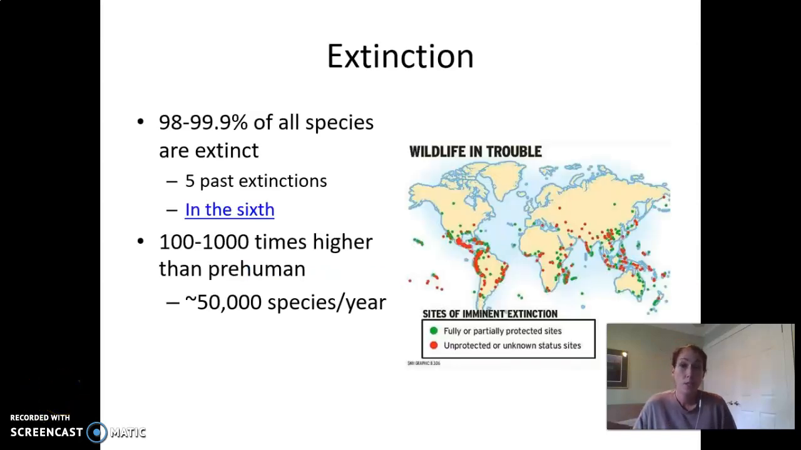So one thing to realize is that extinctions are actually a pretty normal event to occur. Now, if you think about all the species that have ever existed on the planet, 98 to 99.9% of all species that ever existed are currently extinct. We have gone through major mass extinctions in geologic history. In fact, there are 5 major documented mass extinctions. One of them you know quite well is the one that killed off all the dinosaurs.